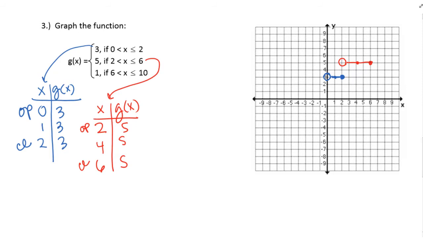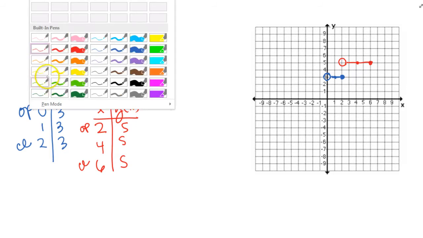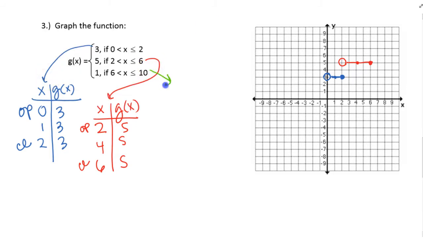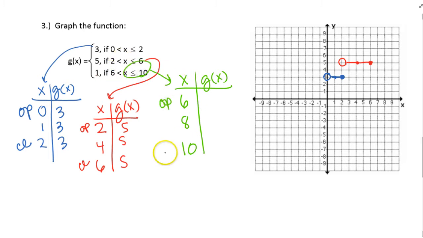All right, looks like a nice little step function right now. And the last one we're going to do is this one. So we'll say x and g of x on this last one. So 6 and 10. We've got 6, we've got 10. What's between? Well, you could say 7, you can say 8, you can say 9. I'll use 8. And here we have a less than, so open. And here we have a less than or equal to, so closed. And remember, anything in between is always closed.